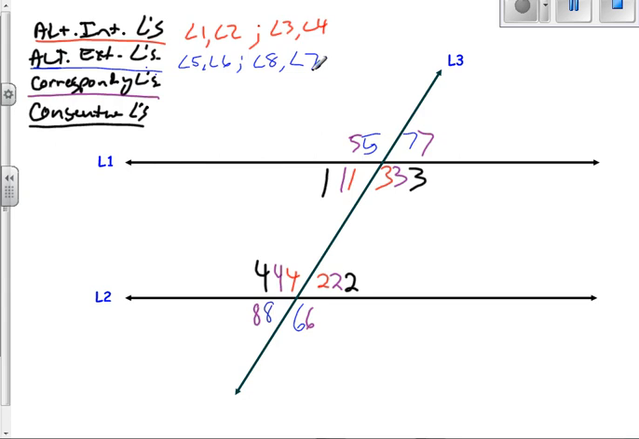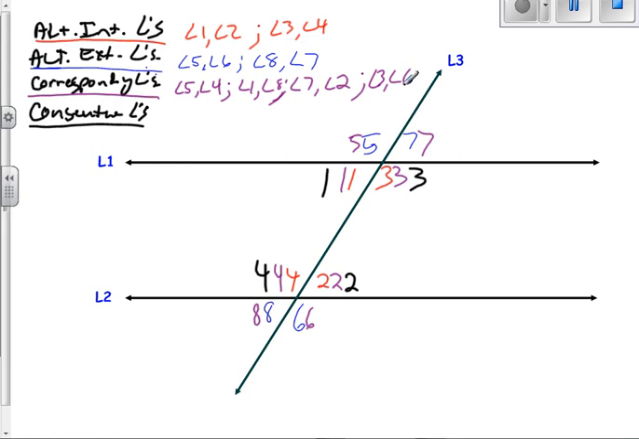So now purple, I'm looking at corresponding. Corresponding would be like 5 and 4, angle 5, angle 4, and then you would have 1 and 8, angle 1, angle 8. Then you would have 7 and 2, angle 7 and angle 2. And we would also have 3 and 6. So you have angle 3 and angle 6.